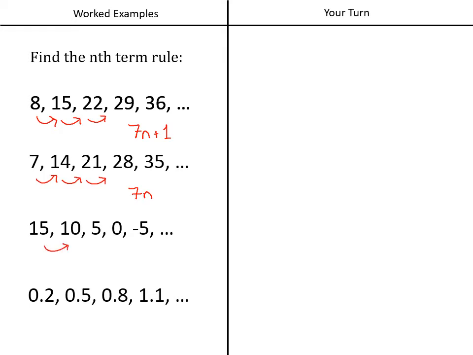In the next one, I'm subtracting 5 each time. So it's minus 5n. To get from minus 5 all the way to 15, we need to add 20. And this one with decimals works as well. I'm adding 0.3. So I write 0.3n, and then I need to minus 0.1.